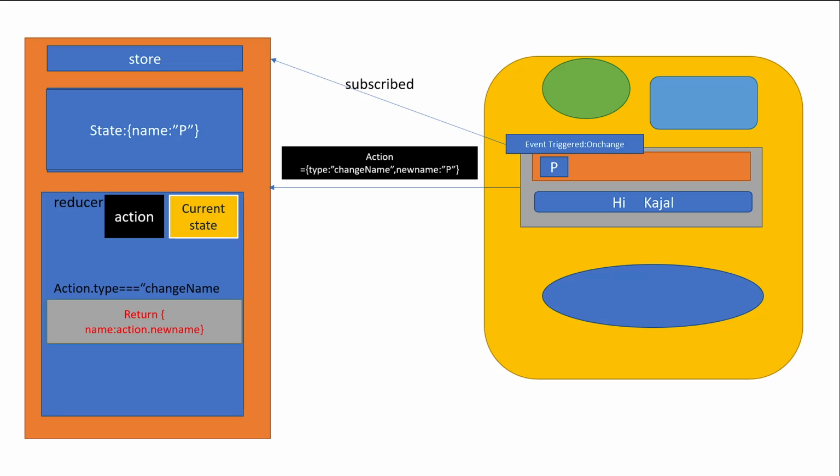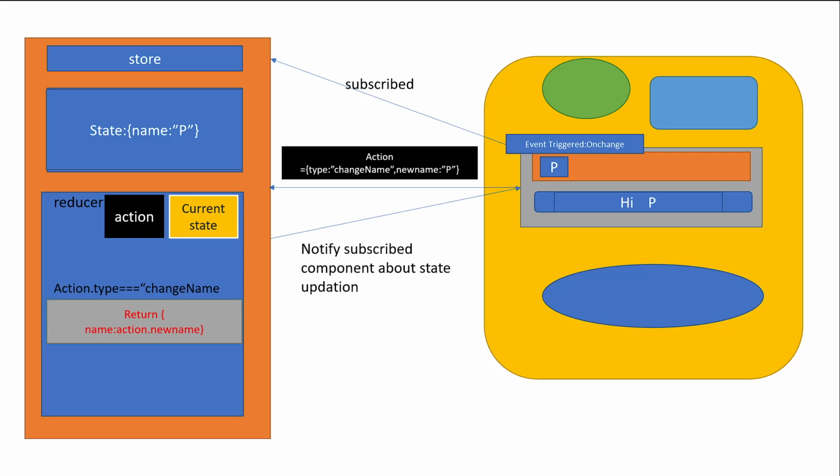Yes, like this. As soon as the current state is updated, the subscribed component is notified about that, and the UI can be rendered again with the new state, the new data. So hi p is printed.